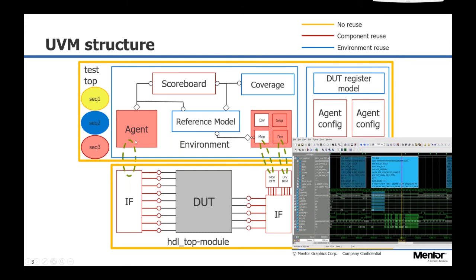You might have a reference model that says, if I put this stimulus on, I expect to get this result back. So that's the reference model. You might have a scoreboard, coverage collectors. You're going to have to configure each agent. You're going to have to configure maybe your register models. So there's a lot of code that goes on when you talk about that.